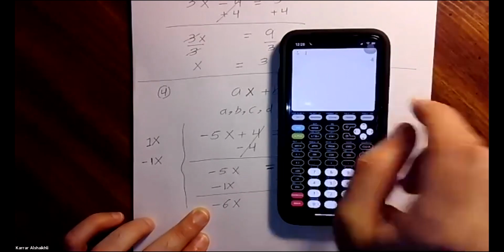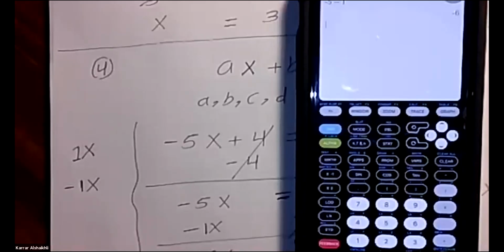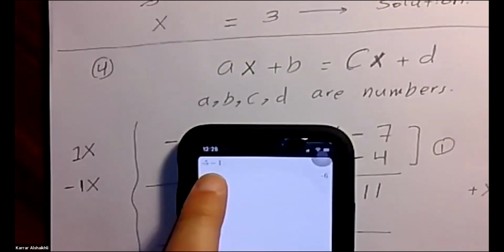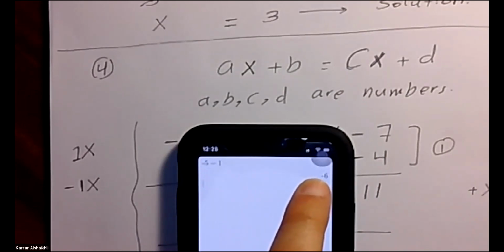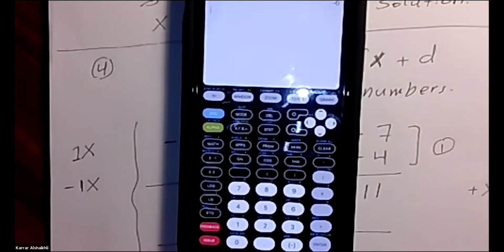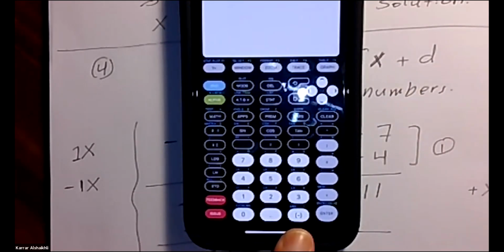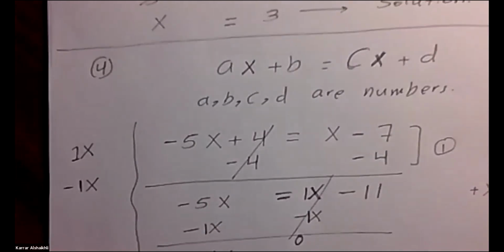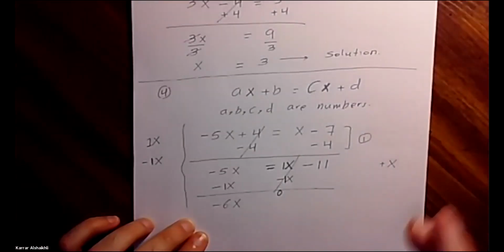Negative 6. I don't know if you can see it or not. You see? Negative 5 minus 1 is going to be negative 6. The negative sign here, and here the negative sign with the parentheses, and here is the minus. To make sure you got the right answer, to check your solution, you can do these steps.